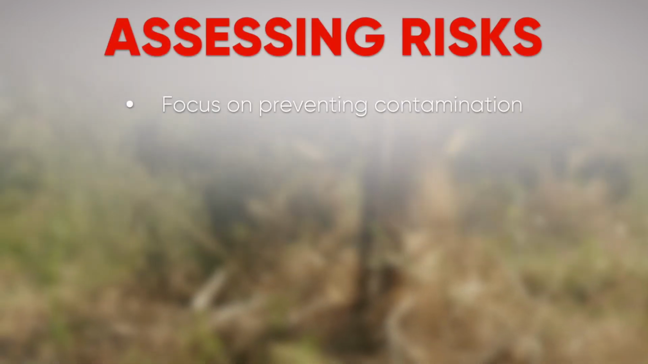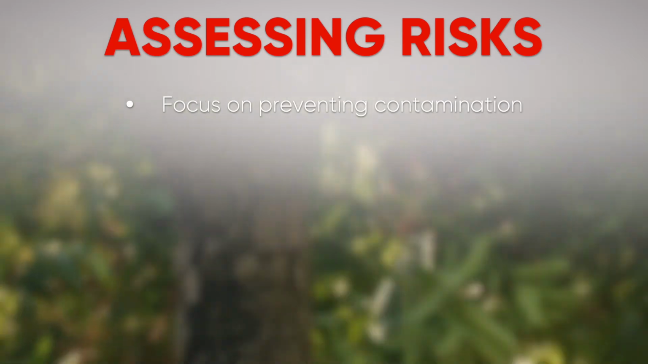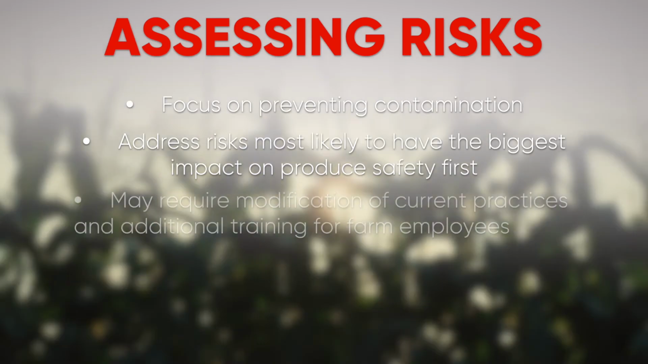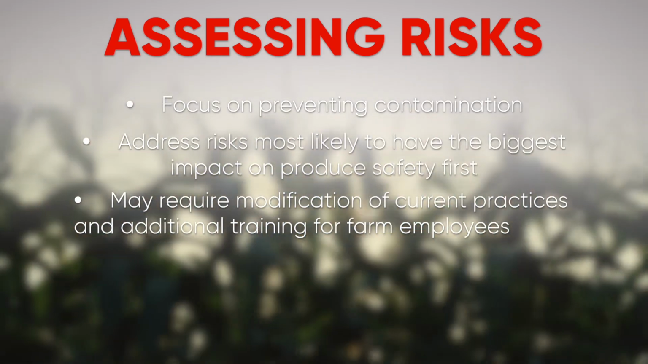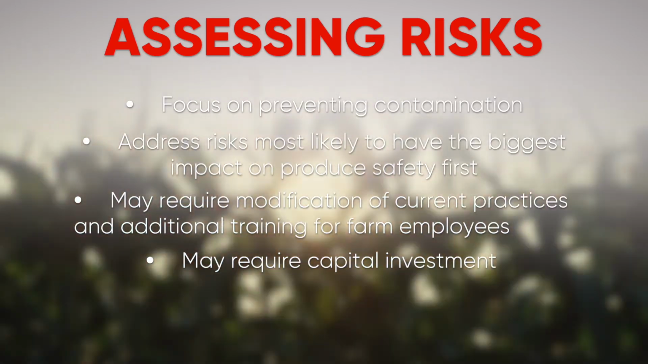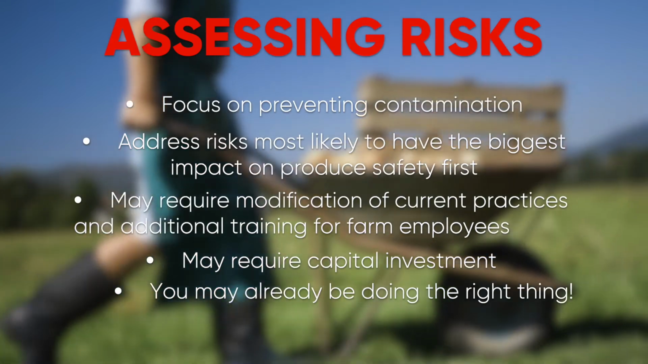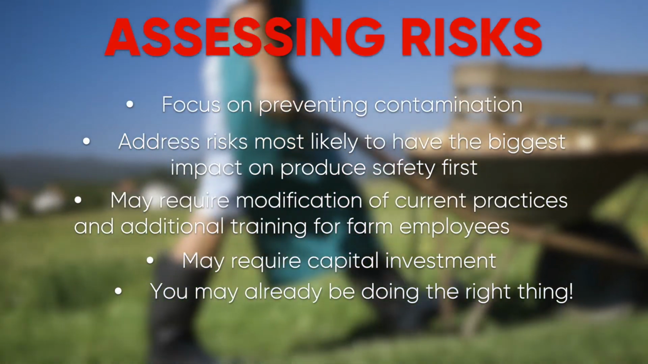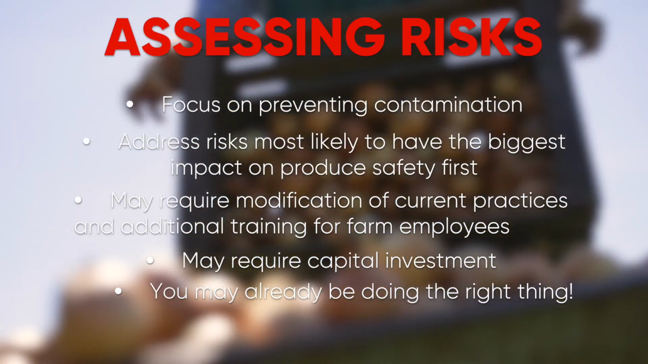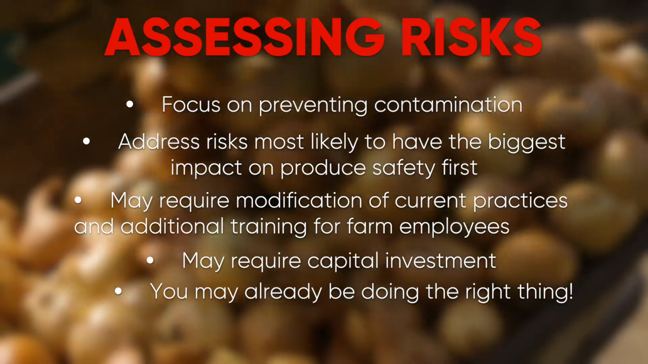Most farms are already implementing practices to reduce food safety risk. So, many growers are likely doing some of these things. Some things may only require a slight modification of practices, while others may require a capital investment. Growers should prioritize those risks that they think will have the biggest impact on produce safety and address those risks first. So, they should choose their investments wisely.